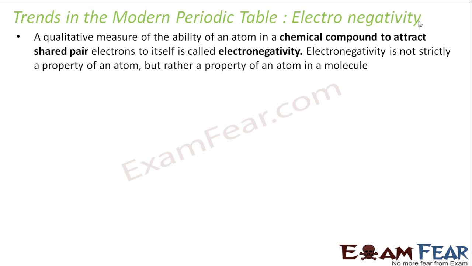Now we'll introduce a new topic called electronegativity. Please note, till now we have done electron gain enthalpy. Now we are understanding electronegativity. This is the ability of an atom in a chemical compound. Please note this value or number varies based on the compound the element is in. This is the ability of an atom in a chemical compound to attract shared pair of electrons towards itself.